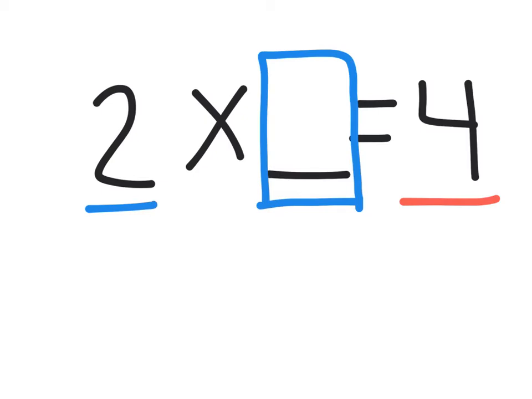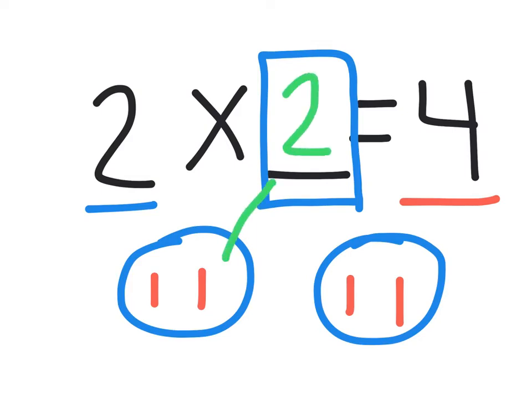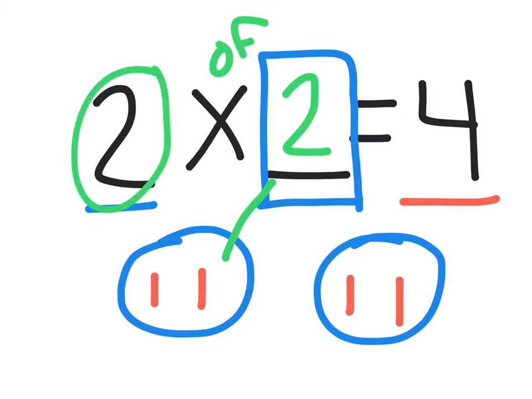So we have learned that here we have two groups of something equals 4. So we know there will be two groups, and we're going to have items inside the group, and there's 4 total. So what we're going to do is divvy up 4. So we have 1, 2, 3, 4. So we have two groups of 2, because there's 2 in each of here. So that means we have 2 groups of 2 equals 4.